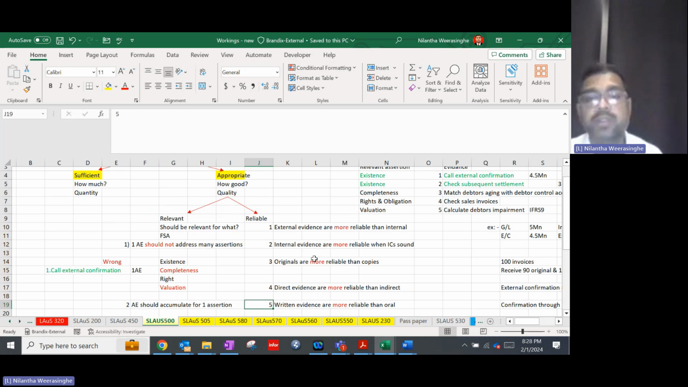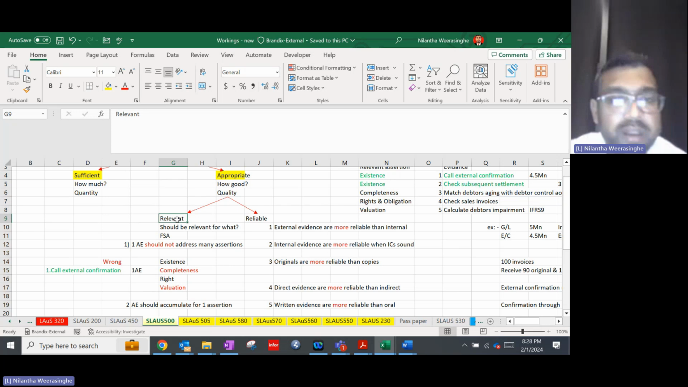Remember, I have highlighted the word "more." Why? Simple example: when you compare internal and external, you can't say internal is not reliable, but you are saying external evidence is more reliable than internal. Of course, that is correct. To be reliable, these five factors should be satisfied.